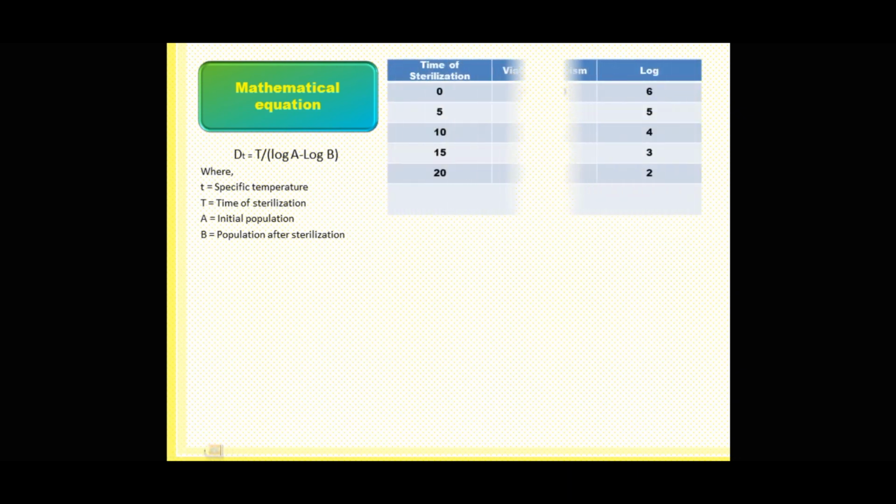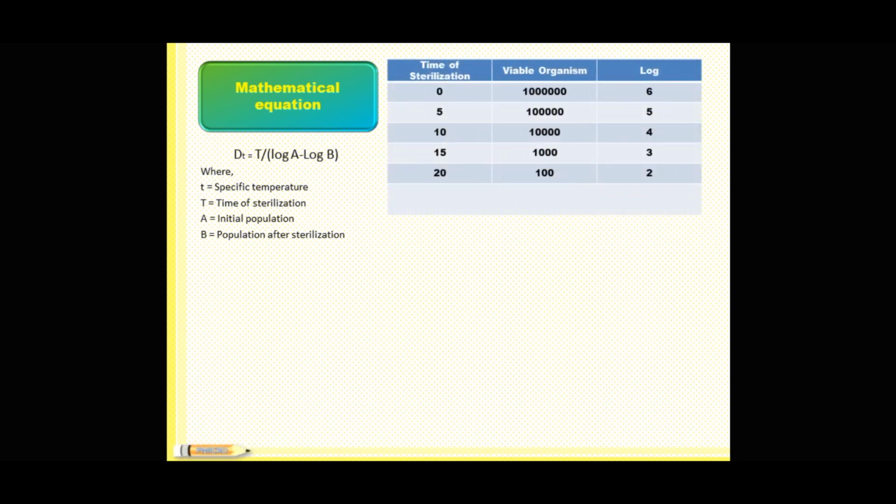I will not save this. Okay, now next is the mathematical equation. For the mathematical equation we need a formula. What is that formula? Dt is equal to t divided by log a minus log b. Now we'll see what each denotes. Small t is the specific temperature, as I said, 121 degrees centigrade or 134 or 130, 150, anything. Capital T is the time of sterilization. A is the initial population, B is the population after sterilization.